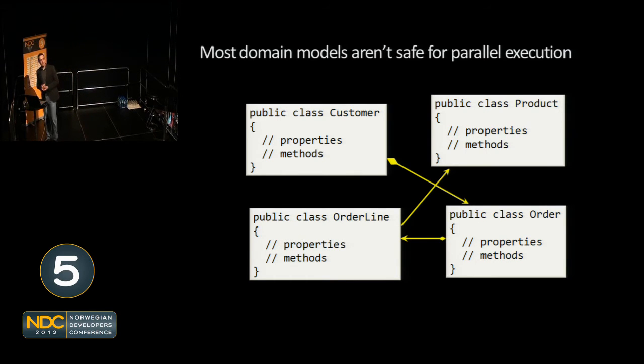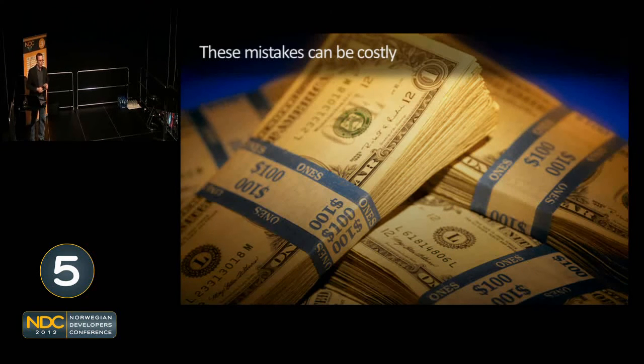And that's a problem not only for your traditional N-tier types of systems, also for the people doing CQRS. A lot of times when they're going to do CQRS, they're still applying these same styles of domain models. And that causes a problem. And the issue is that mistakes in this area can really be quite costly.